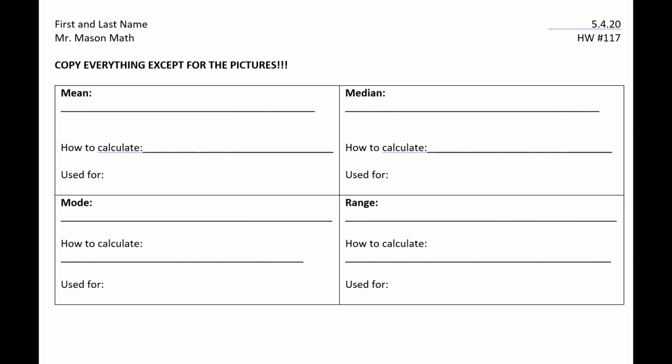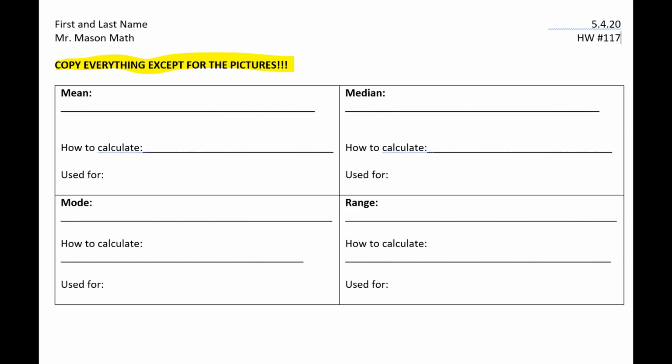Your objective today is to be able to work with MMMR, mean, median, mode, and range, and do it pretty fluently. So just kind of a review day of everything that we've done so far. This is very clear here where it says copy everything except for the pictures. I'll show you the pictures when we get down to the bottom. But your paper should look like mine when you send me a picture of it later today.